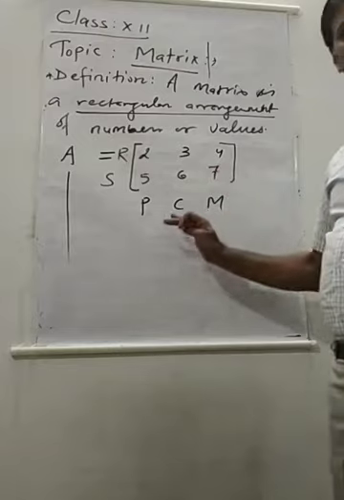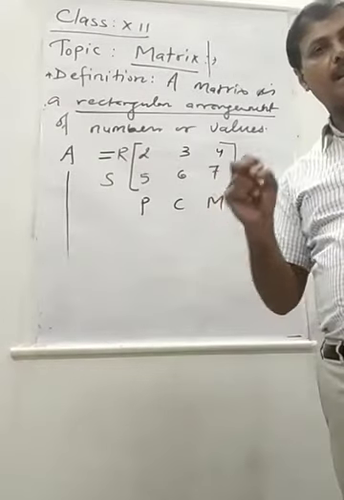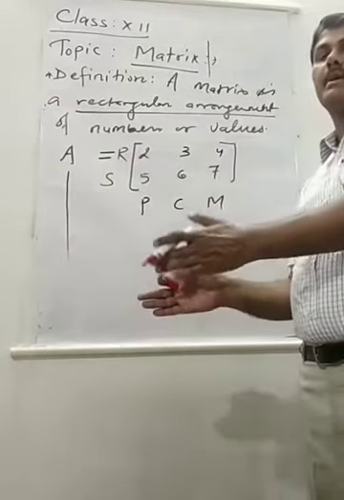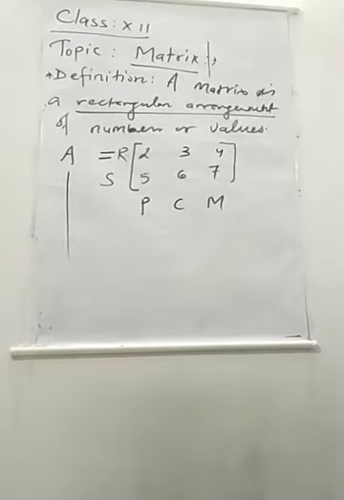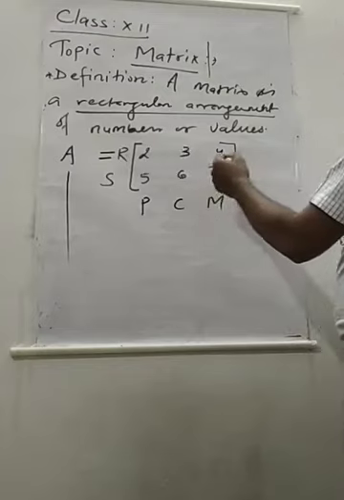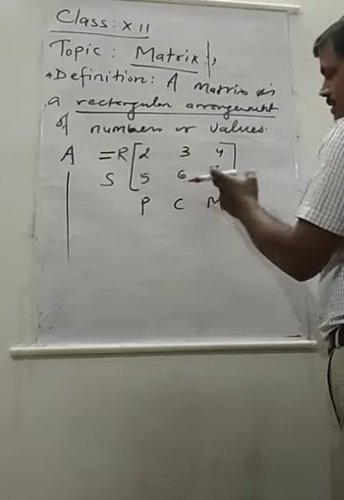So let us be very clear once again. It is not a single number. It is a collection of numbers. It is a group of numbers. It is an arrangement of numbers in rectangle form, because we can see that it is in rectangle shape.